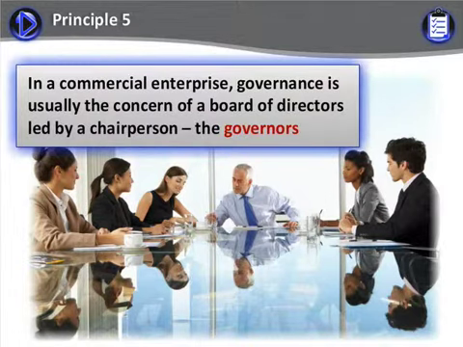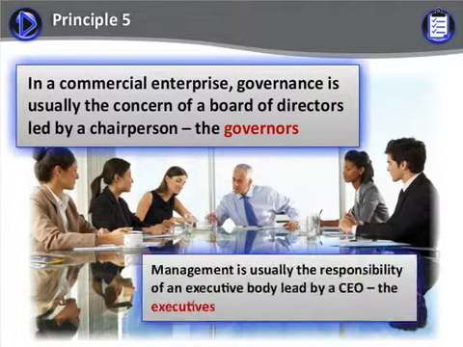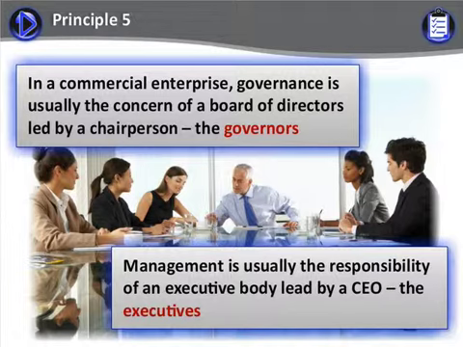In a commercial enterprise, governance is usually the concern of a board of directors led by a chairperson. In this course, we'll use the term governors to refer to those who are accountable for the governance of an enterprise. Management is usually the responsibility of an executive body led by a CEO. In this course, we'll refer to this group as the executives.